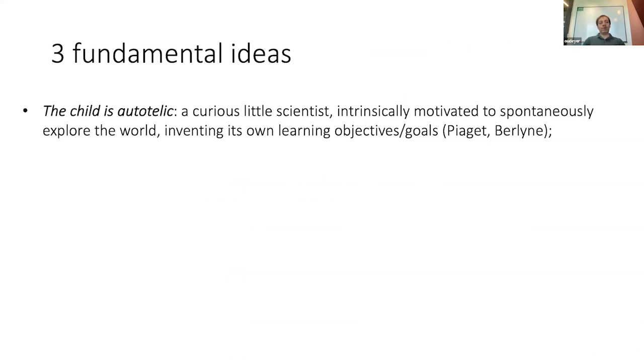All the work that we've been doing is organized around three fundamental ideas that I will try to describe today. The first fundamental idea is that the child is autotelic. What does it mean? It means that children can be viewed as curious little scientists that generate their own goals, their own objectives. They're intrinsically motivated to spontaneously explore the world. And that's very different from the kinds of machines that I was presenting at the beginning, where goals and objectives are imposed by a human engineer.